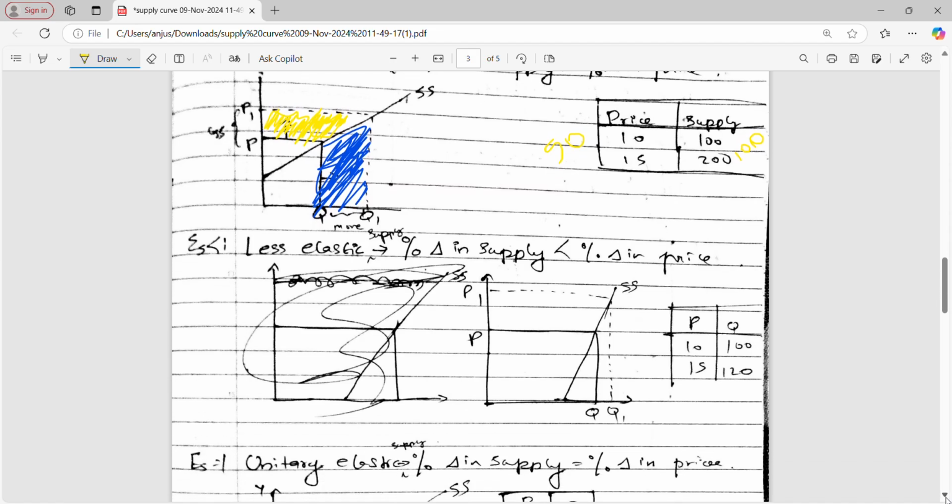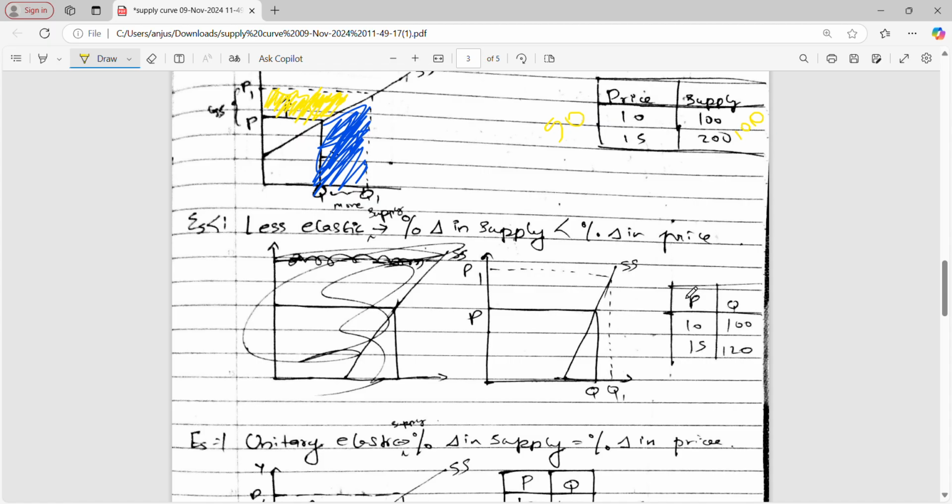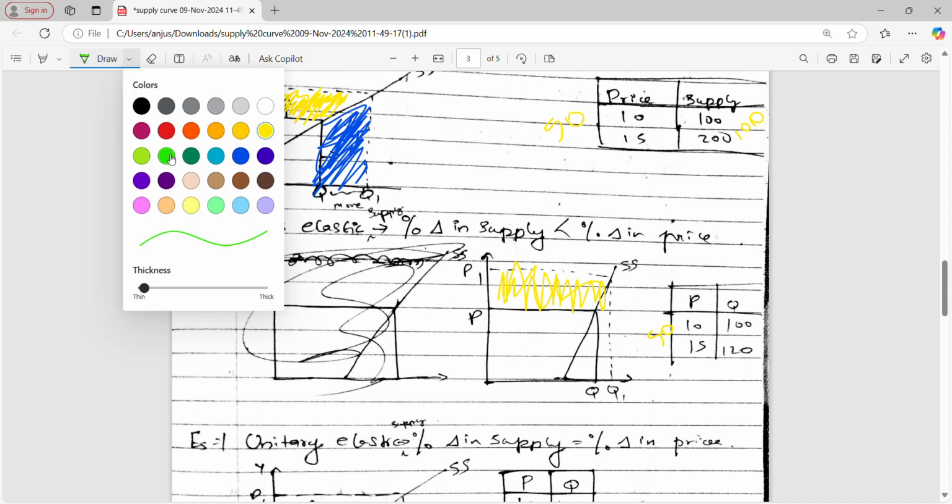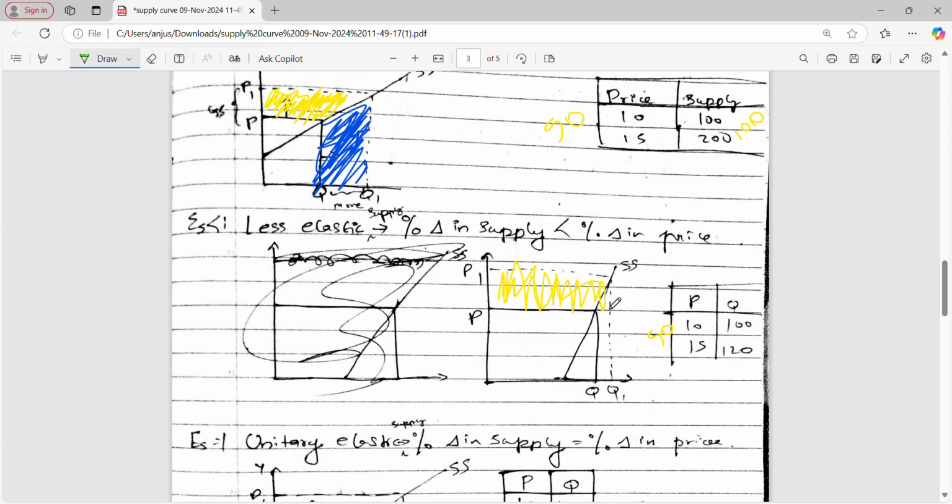Less elastic supply. That means percentage change in supply is lesser than percentage change in price. Here let's say price increased by 50%. That is, you can see this ample space here, right? But supply only increased by 20%, 100 to 120. So you can see that here, a little space only, right? Yellow is the change in price and green is the change in supply.